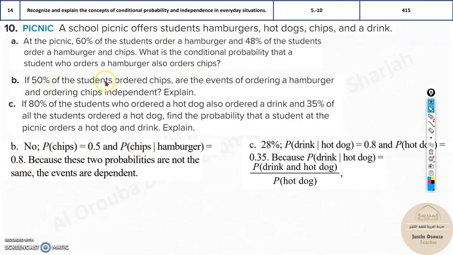Over here, they have told 50% of students ordered chips. Are the events of ordering hamburger and ordering chips independent? No, they are not. They are dependent on each other. So each probability differs. That is the answer.